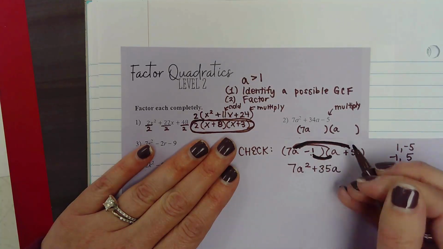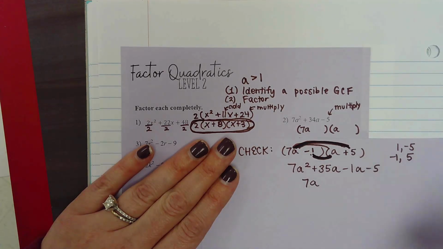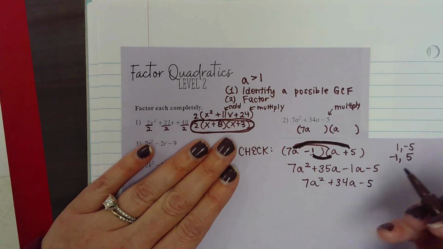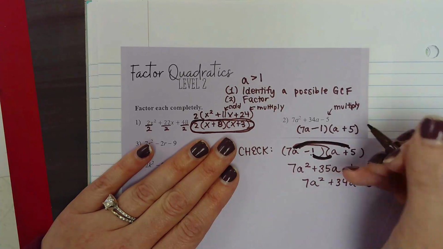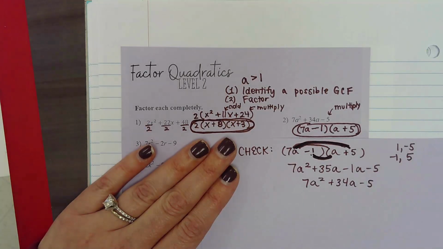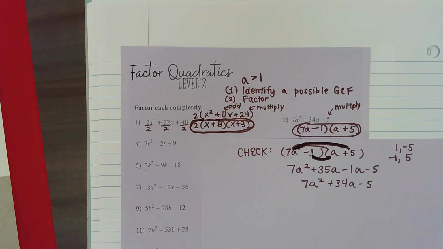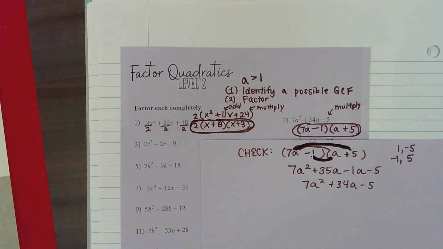So I'm just going to continue distributing to check my answer. So it's 7a minus 1, a plus 5. Again, those outside and insides have to add up to the middle term. Let's try one more like this, and then I'll pause the video and you could spend the rest of your time completing level 2 and your homework.